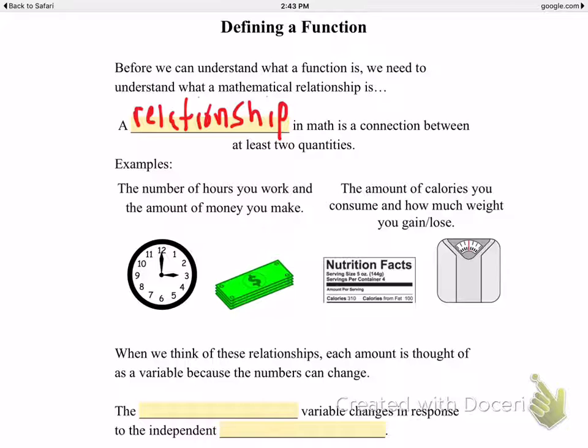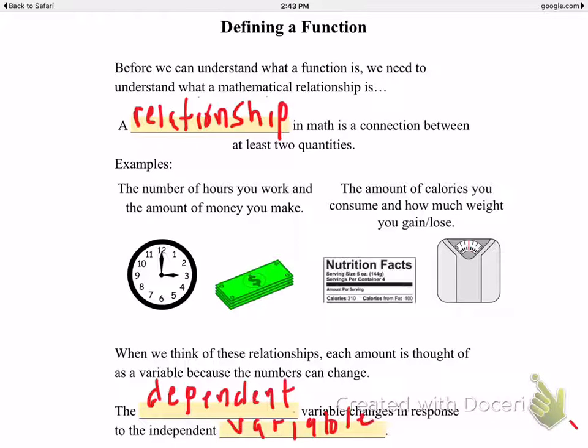So when we look at these relationships, each quantity can be just called a variable because these numbers can change. So we have the dependent variable and we have the independent variable. The independent variable is what stands by itself. It's the number of hours you work. It isn't affected by anything else. The dependent variable is what changes in response to the independent variable. So we're going to have the dependent variable here and the independent variable here.